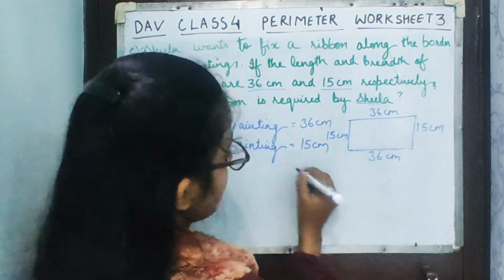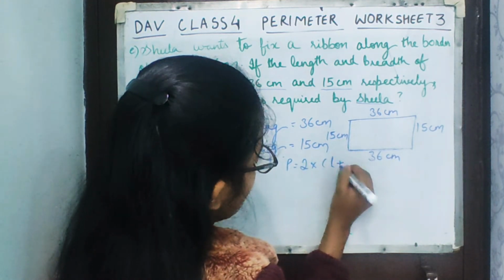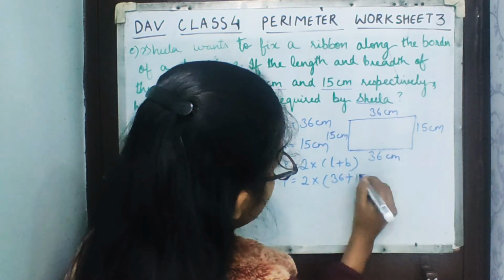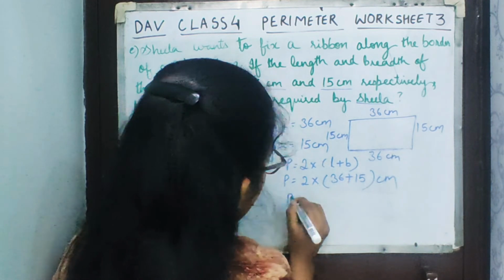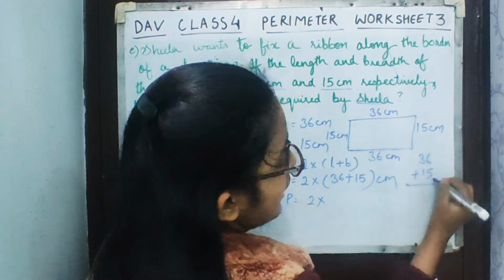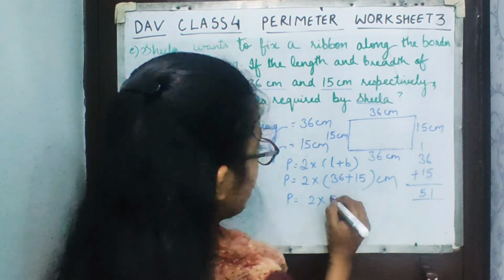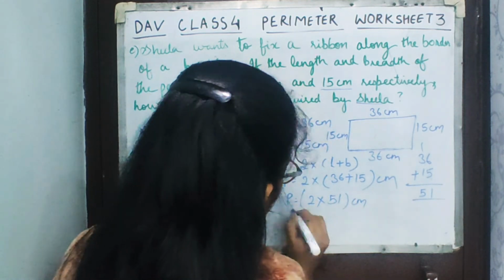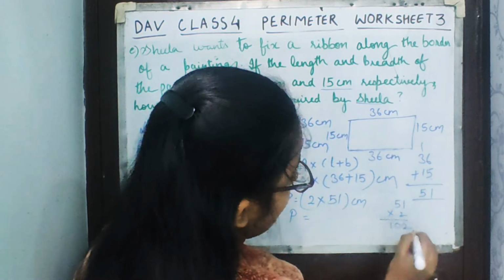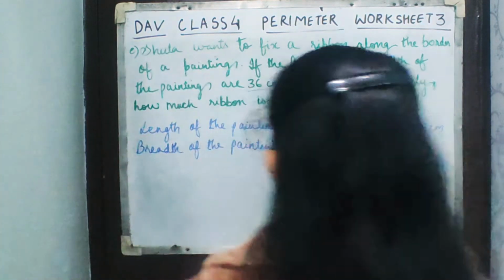Okay, perimeter now let's find. So perimeter is equal to, the rectangle's formula is 2 into (L plus B). So perimeter is equal to 2 into (length 36 plus breadth 15) centimeter. 36 plus 15 is what? 6 plus 5 is 11, 1 carry. 3, 4, 5. 51 centimeter. So perimeter is now 51 into 2. 2 1s are 2, 2 5s are 10. So we are getting 102 centimeter.